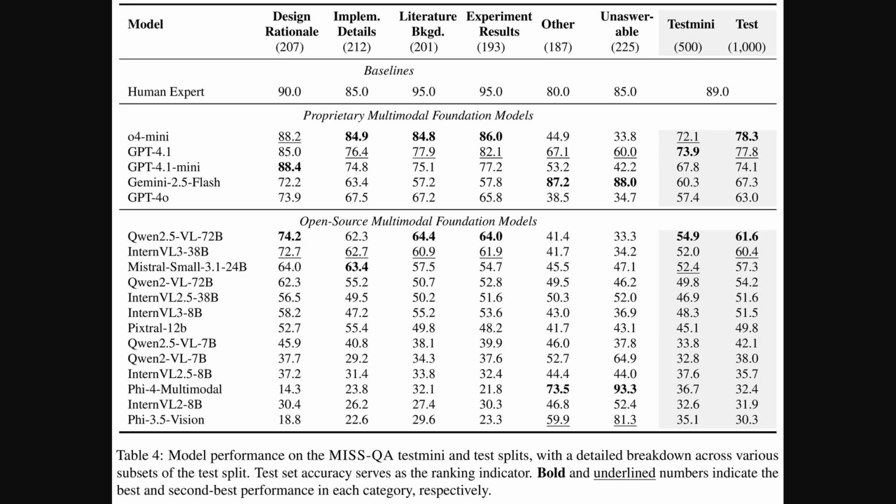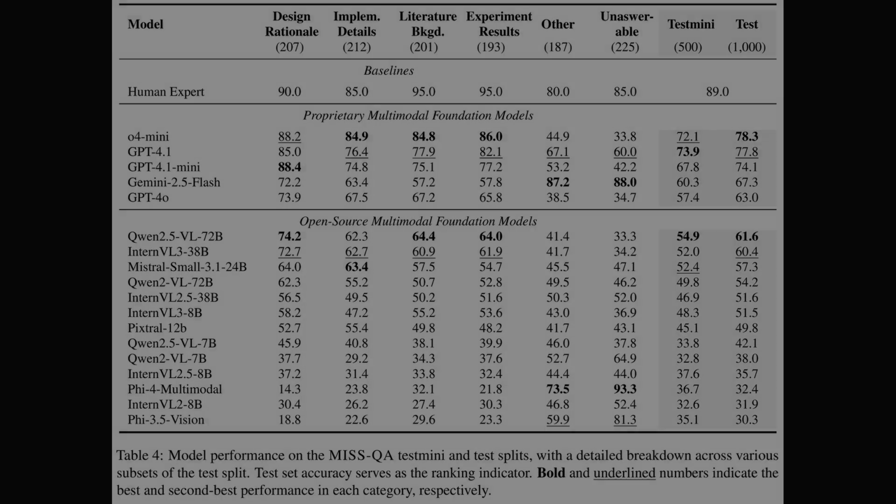Okay, and this table lays out the hard numbers, really quantifying that performance gap. At the very top, you can see the human expert baseline, scoring a solid 89% overall. Below that are the models, split into 2 groups, proprietary ones like GPT 4.1 and various open source models. The results are pretty stark. The best proprietary model, O4 Mini, reaches 78.3%. But the top open source model is far behind at just 61.6%. This highlights a huge gap and reinforces that overconfidence issue, especially when you look at the low scores in the unanswerable column.